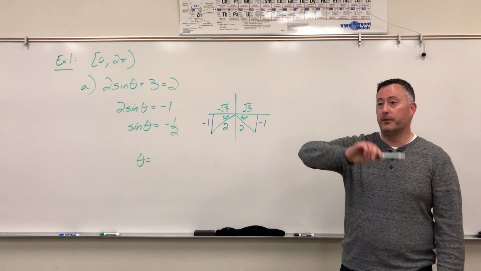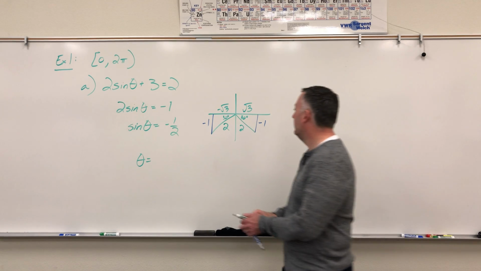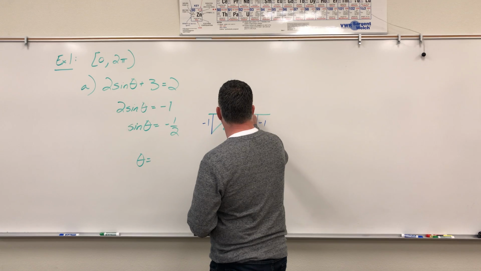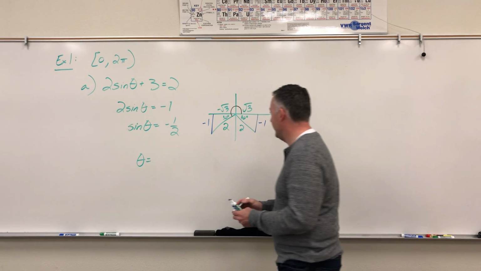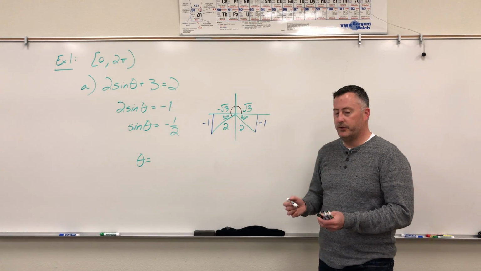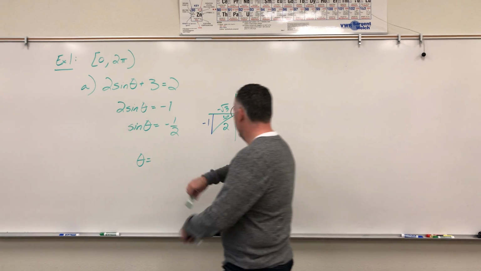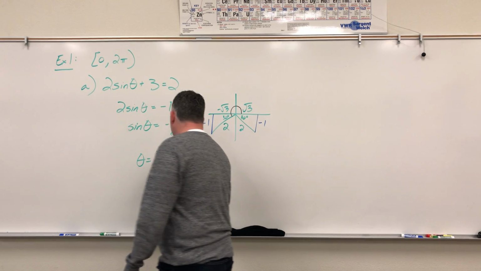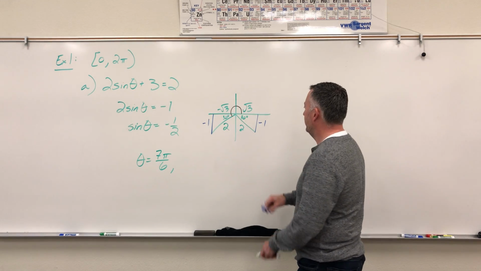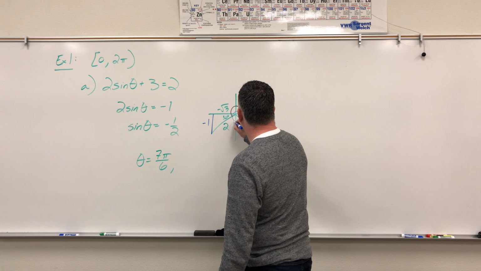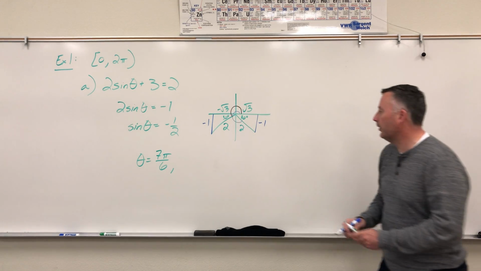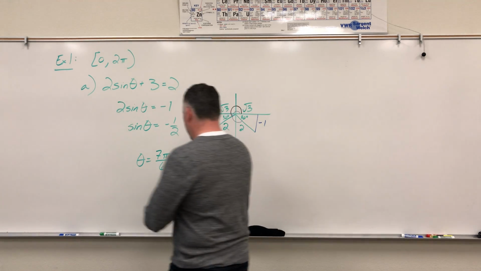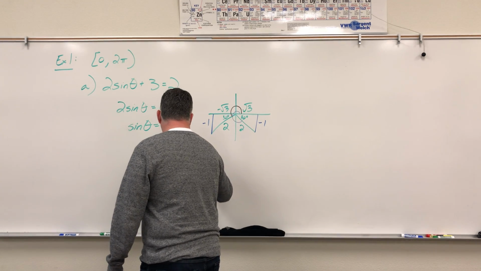So you have to figure out what rotates all the way over there. Starting at 0, what rotates all the way to that angle? Well, that would have to be 210 degrees, or 7 pi over 6. And then the same thing to rotate around to quadrant 4. That would be 330 degrees, or 11 pi over 6.